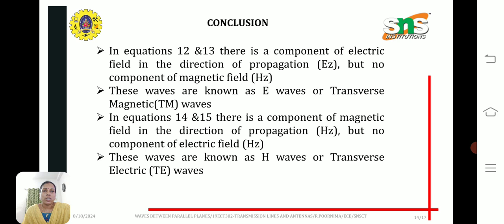In equations 12 and 13 in the previous slide, there is a component of electric field in the direction of propagation but no component of magnetic field. So these waves are known as E waves or transverse magnetic waves. In the remaining equations, there is a component of magnetic field along the direction of propagation but no component of electric field. So these waves are known as H waves or transverse electric waves.